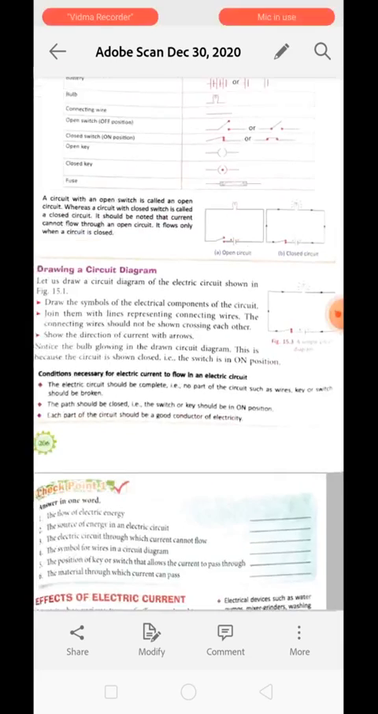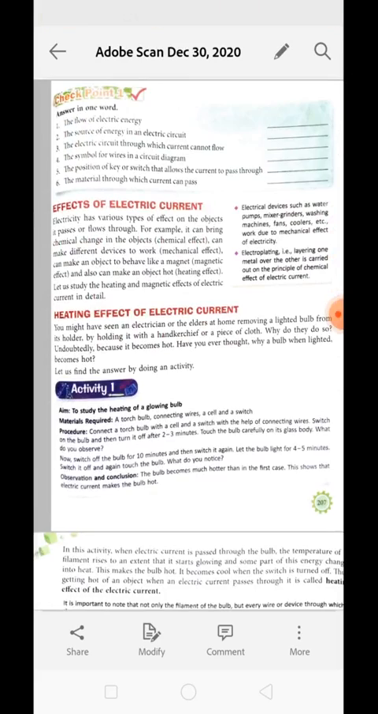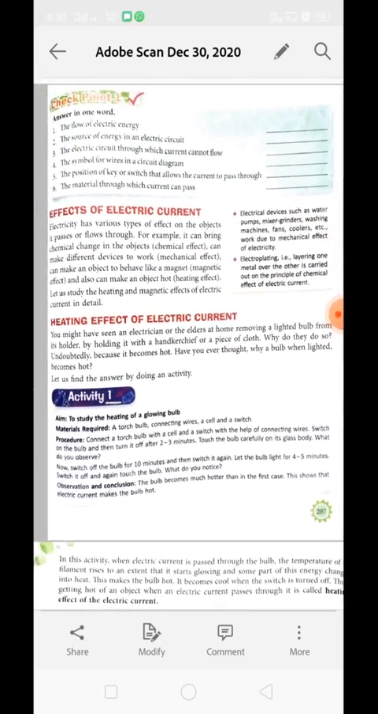Understood? Now over here, the next topic is the effect of electric current. Electricity has various types of effect on an object when it passes through it. For example, if it is passing through a solution, it can bring out chemical change. It can make different devices work. Next, it can make an object behave like a magnet, and it can also make an object hot. So over here it has different effects.